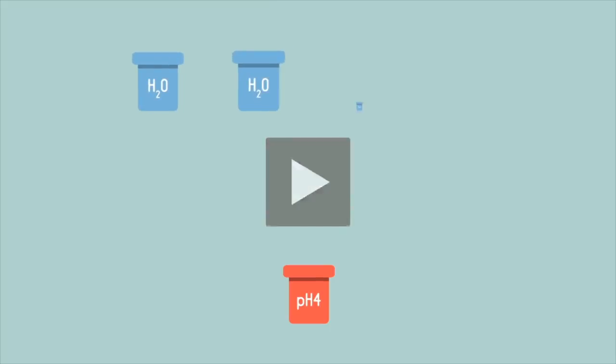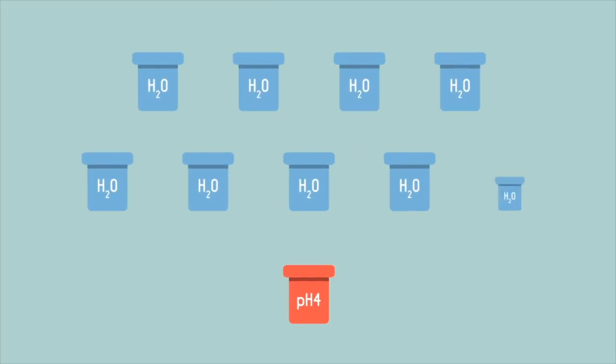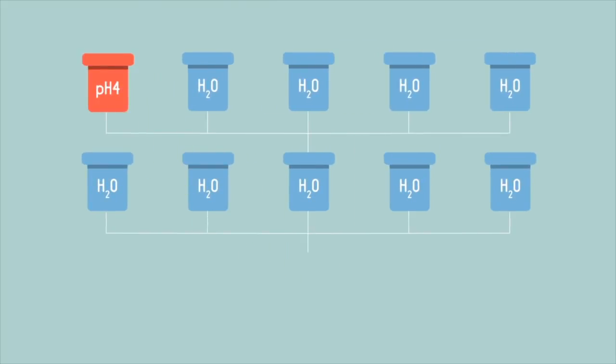Well, the answer is that you need to add 9 buckets of neutral water just to change the pH by 1 unit, since each change in pH is a 10-fold change in acidity.